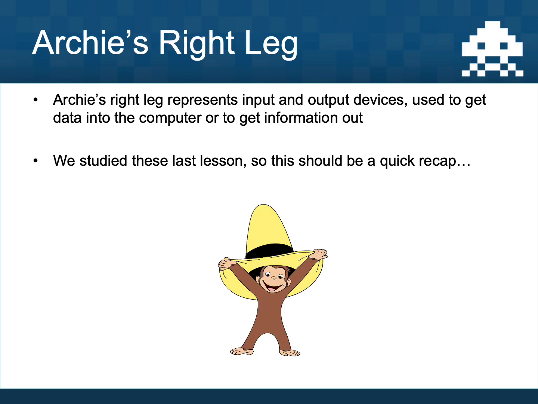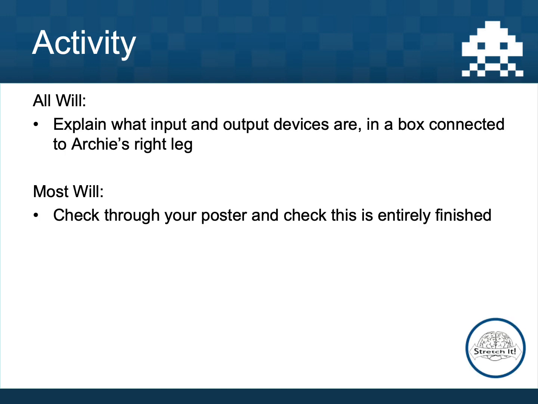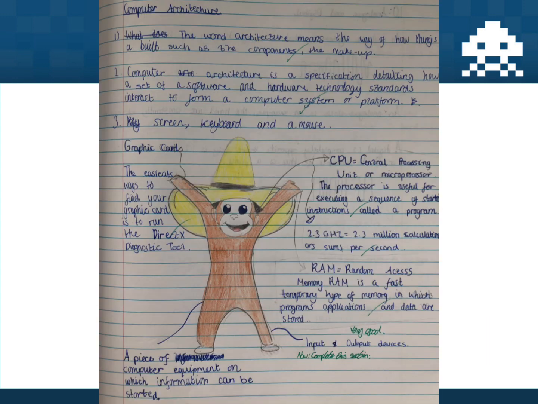And we're on to the last part of Archie, Archie's right leg. Archie's right leg is used to represent the input and output devices. Now, the previous lesson looked at input and output devices in lots of detail, and the previous video in this series shows that. I'm therefore not going to go into any more detail here. I'd like you to look back at your notes from last lesson and outline what are input devices and what are output devices, and then label those as Archie's right leg. So pause the video at this point, have a go at the right leg, and then recap your answers using your notes from last lesson.